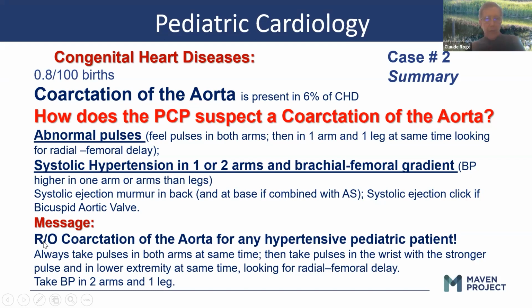So the message here is that you rule out coarctation of the aorta anytime you encounter hypertension in children, okay? Because primary hypertension, it happens more and more now that we have lots of obese kids, but it is still not the most frequent cause of hypertension in children, okay? You have to exclude all the secondary causes. So, coarctation, renal disease, all these things you have to exclude before you say this is primary hypertension.